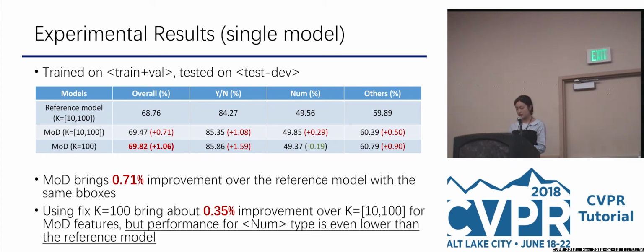And using fixed K brings about 0.35% improvement over dynamic K for MOD features. But one thing we should notice is that for number type, the performance is even lower than the reference model. This may be because fixed K brings about repeated counts on the same object.